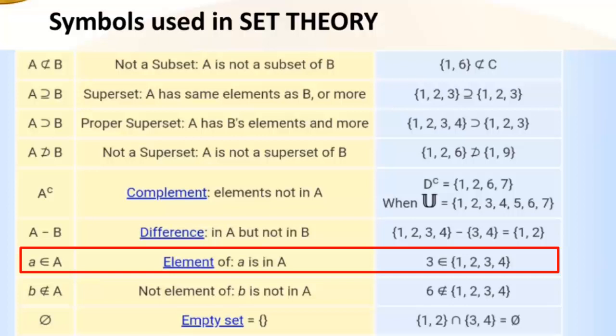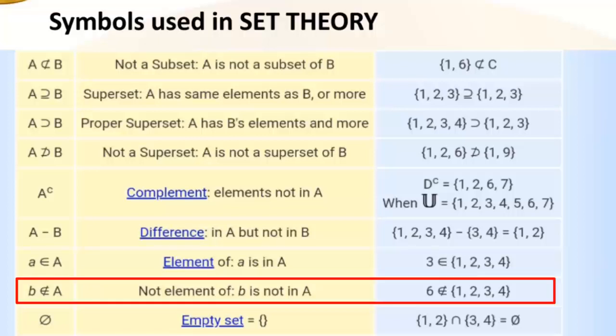Set A. As we have it here, assuming set A is 1, 2, 3, and 4, we can say 3 is an element of A. That's the set A. Now, we have another one there. B is not an element of A. When the sign that represents element is cancelled, it means not an element. We have a stroke on it. So it means small letter B is not an element of A.